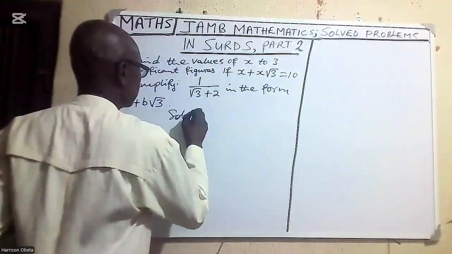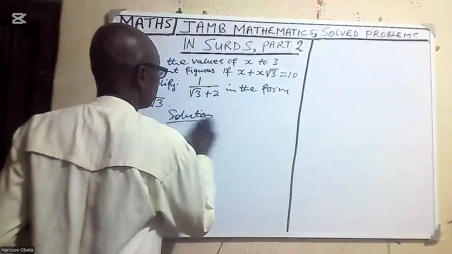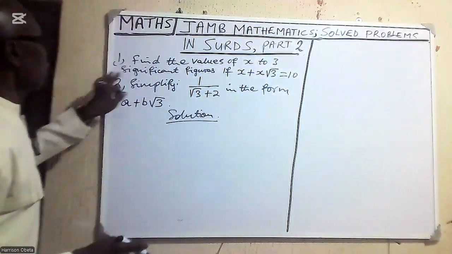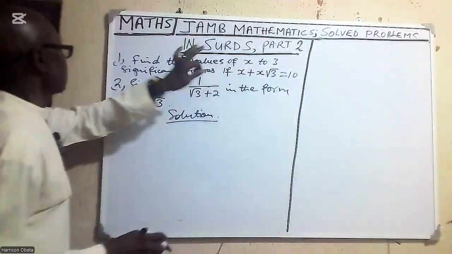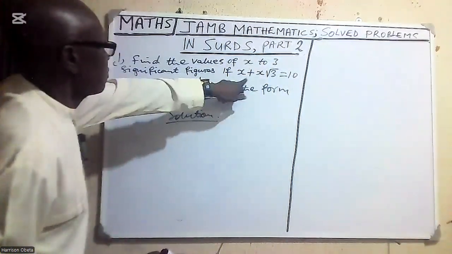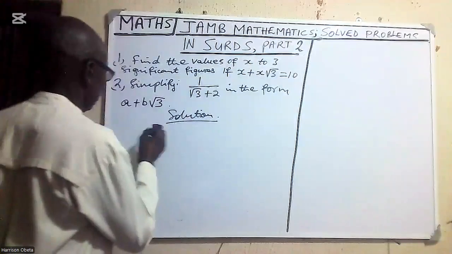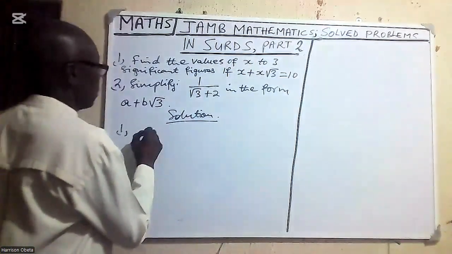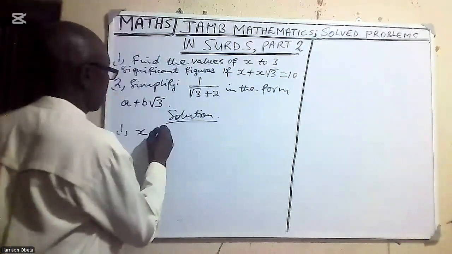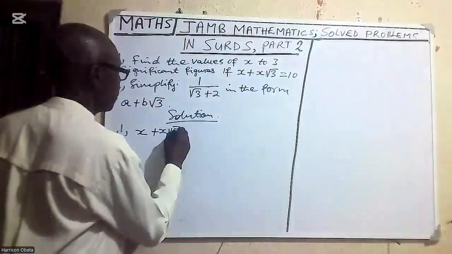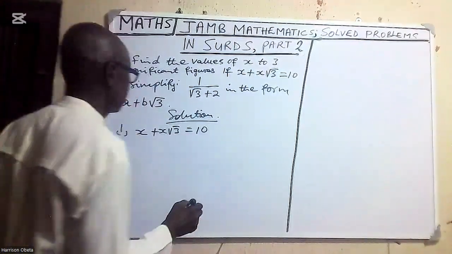Solution. We have to find the values of x to three significant figures if x plus x root 3 equals 10. Number two, we have to simplify. So number one, we have x plus x root 3 equal to 10.